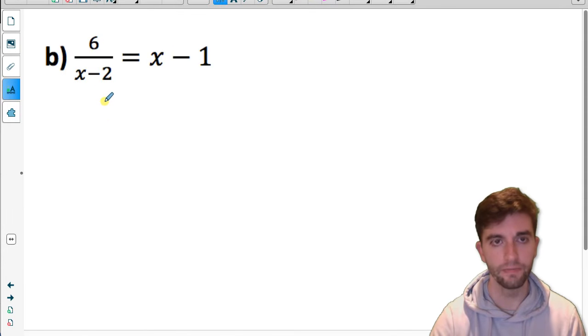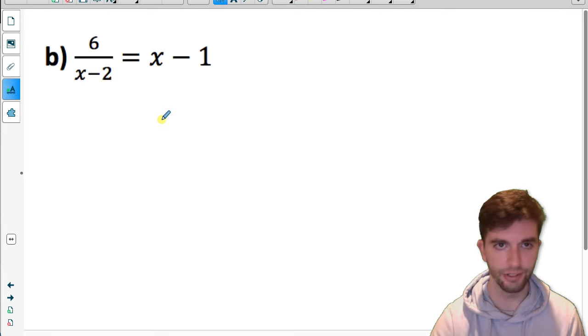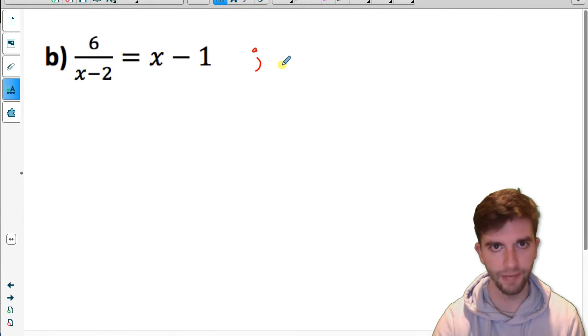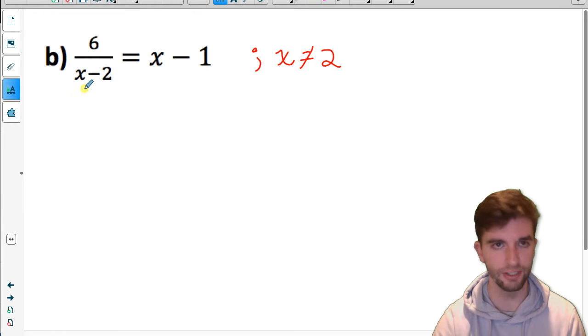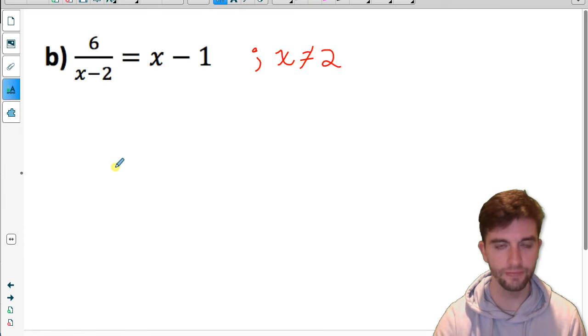Okay, part B. This equation doesn't need to be factored either. There's nothing to factor. I could find my restriction right away. X can't be 2. If x was 2, I'd have 6 over 0 on the left. That's undefined, so x can't be 2. Now that I've established my restriction, let's try and get rid of the fraction by multiplying both sides by the denominator.